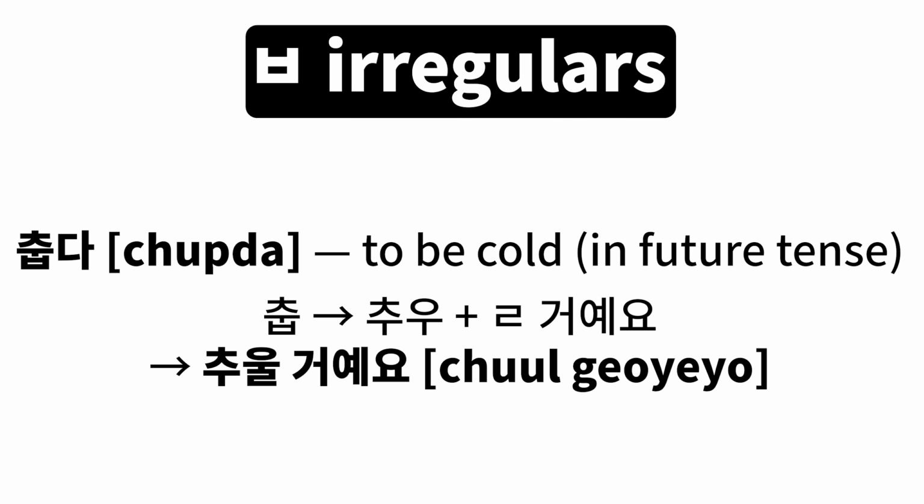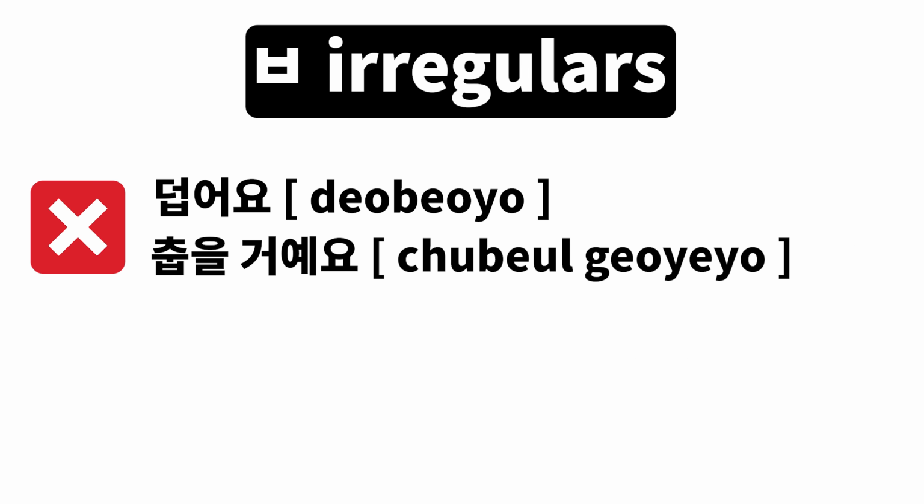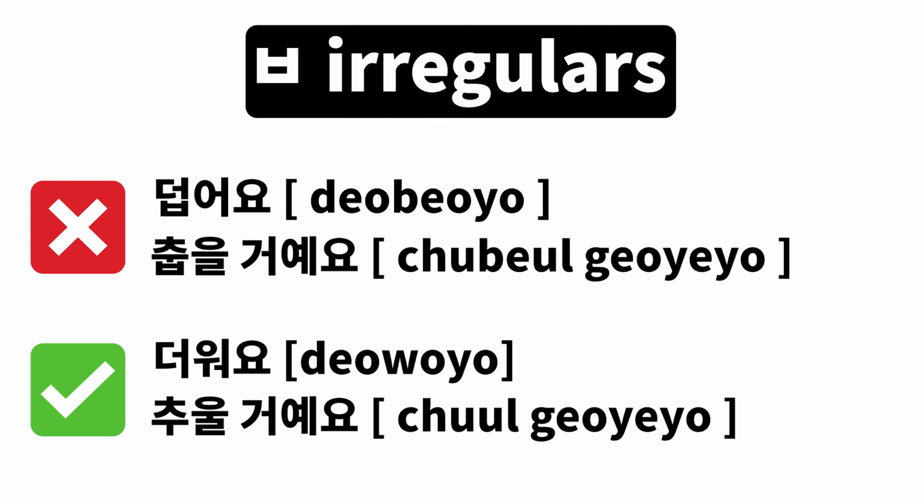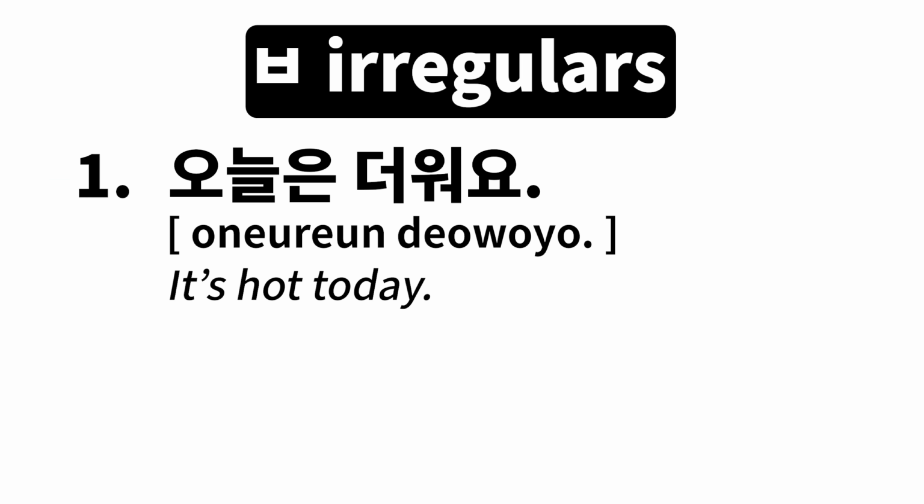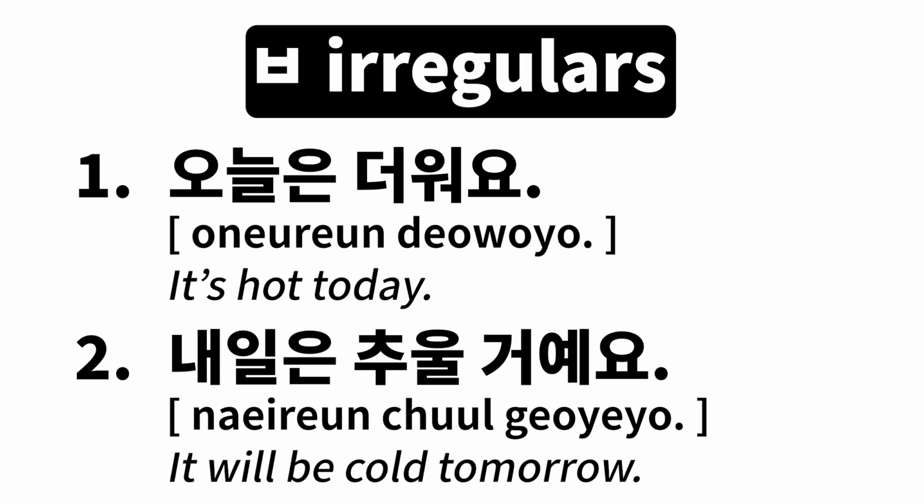춥다 in future tense, 춥, 추우 plus ㄹ 거예요, 추울 거예요. So instead of saying 더읍어요 or 춥을 거예요, the correct forms are 더워요 and 추울 거예요. Try practice. 오늘은 더워요. It's hot today. 내일은 추울 거예요. It will be cold tomorrow.